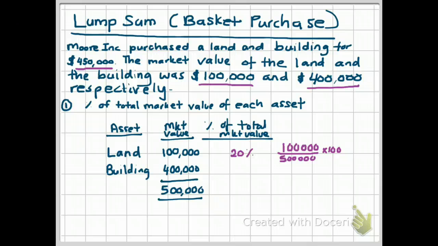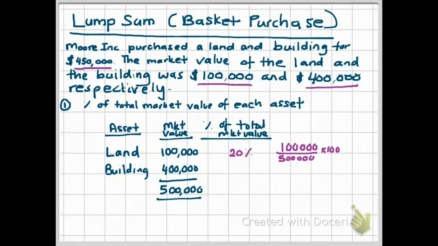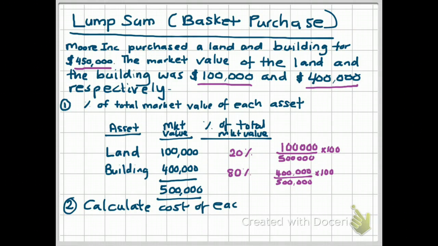Now we need to find out how much the building is as a percentage of the total market value. To do that, you take $400,000 divided by $500,000, multiplied by 100, which gives you 80%. This means your building is 80% of your total market value. That's step one. Once you find out the percentages of the total market value, you allocate your purchase price based on these percentages. So the next step is to figure out how much we paid for our land and how much we paid for our building.